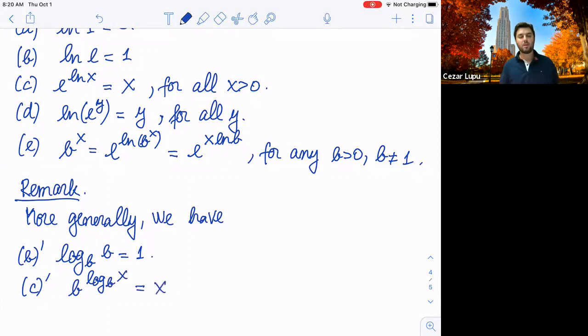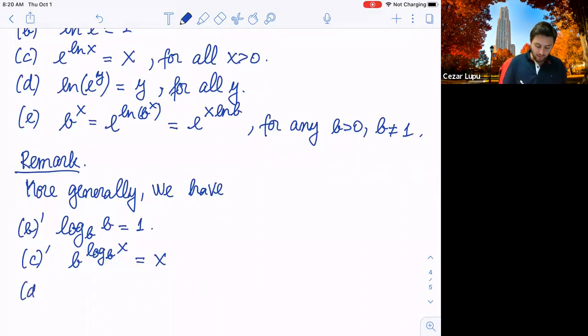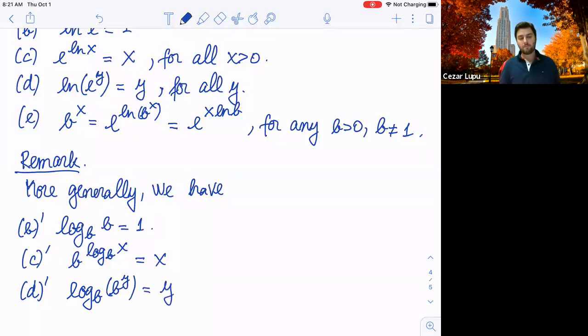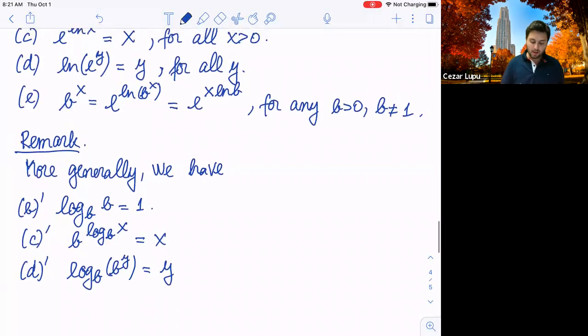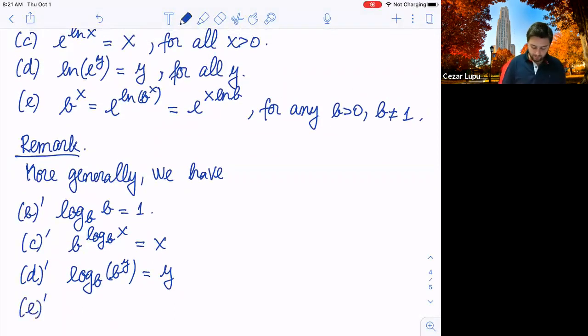Well, if I plug in B equals E, you'll recover the property C. Let's say we have here the more general D prime. Let's just say we have log in base B of B to the power Y. Well, guess what? This will be Y. Again, for B equals E, you'll recover property D. And now let's see E prime.